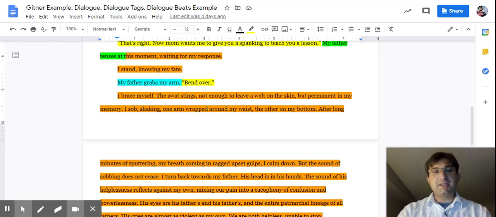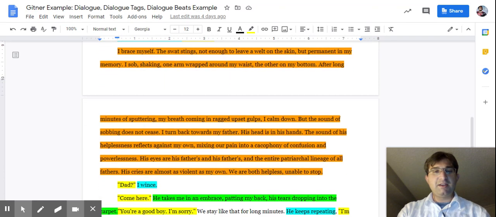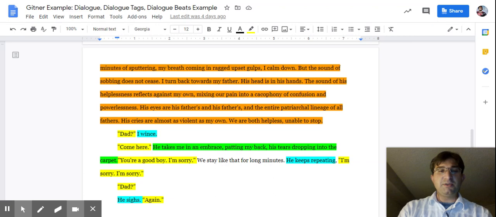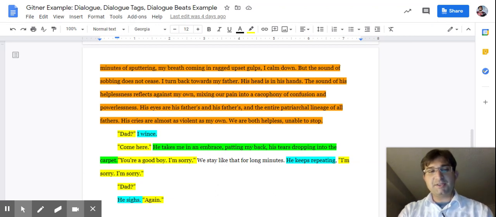The swat stings, not enough to leave a welt on my skin, but permanent in my memory. I sob, shaking, one arm wrapped around my waist, the other on my bottom. After long minutes of sputtering, my breath comes in ragged, upset gulps. I calm down, but the sound of sobbing does not cease. I turn back toward my father. His head is in his hands. The sound of his helplessness reflects against my own, mixing our pain into a cacophony of confusion and powerlessness. His eyes are his father's and the entire patriarchal lineage of all fathers. His cries are almost as violent as my own. We are both helpless, unable to stop.